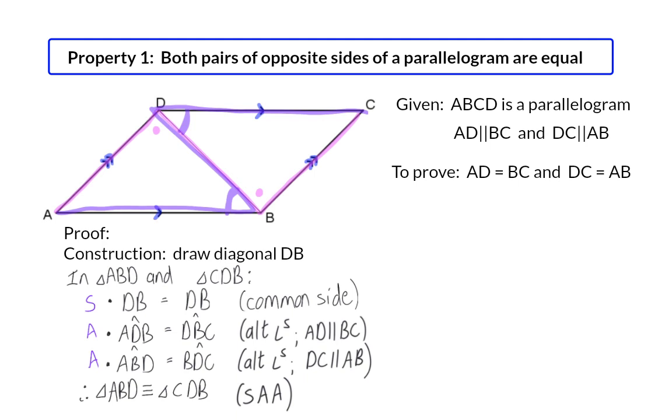From this congruency, we can now make the conclusion that side AD is equal to side CB and side AB is equal to CD. So we can write down that AD is equal to BC and that DC is equal to AB, and our reason will be our congruent triangles. So, by simply using that the pairs of opposite sides are parallel, we could prove that these same pairs are also equal.